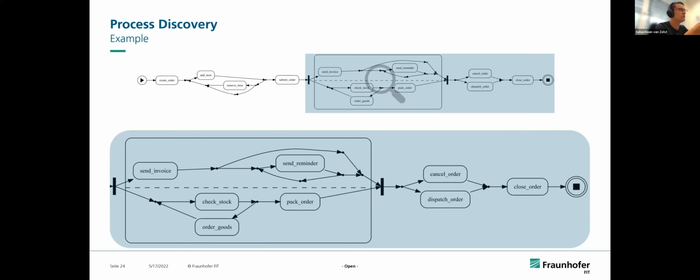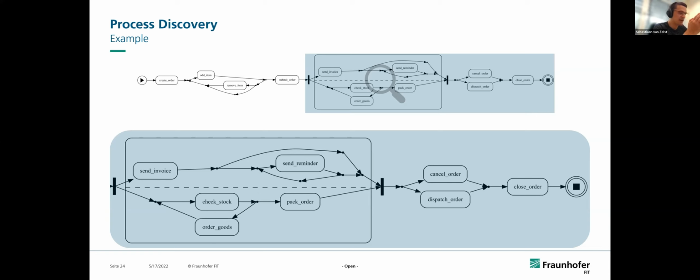So I can send invoices and reminders, multiple reminders, or I can not send reminders at all. And I can do that completely at the same time as other people in our organization are checking the stock for the order, potentially ordering goods if required, and finally packing the order. That's what the discovery algorithm is able to decide. And then finally, either we see a cancellation, or a dispatch to the logistics service of our company and a closure of the order in the system.